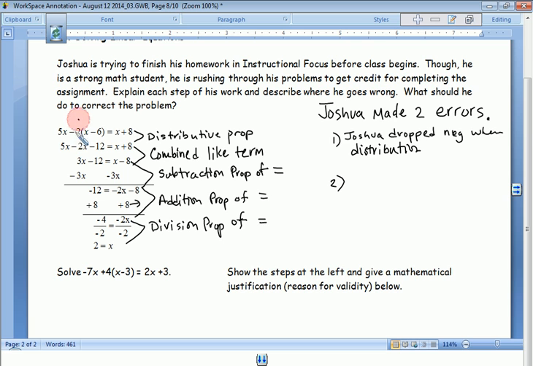He just took the 2 over there, didn't he? You can't just do that. You got to multiply the negative 2 times the 6. So Joshua should have made this a positive 12. Should be a positive 12. Okay, Sabrina, did you see another one? That was the last. You saw that one.